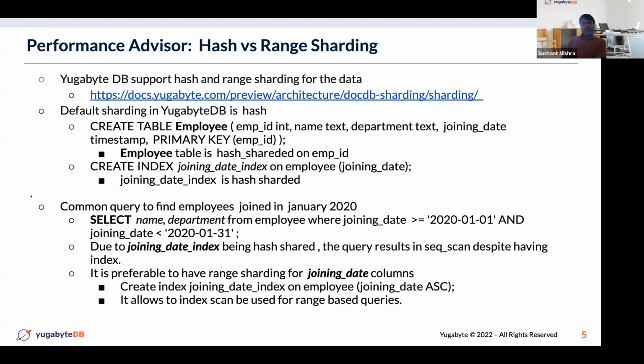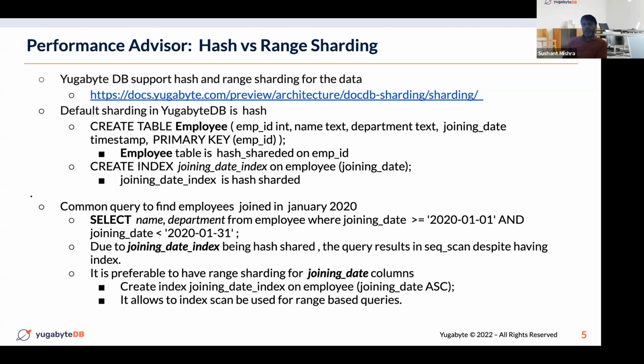So the next is hash versus range sharding. YugabyteDB supports both hash and range sharding, and I put up a link for this. It has a lot of interesting information about how hash and range sharding work in YugabyteDB and what the various pros and cons are. But in brief, with hash sharding, the data is distributed randomly across different shards, which we refer to as tablets in YugabyteDB. So it really helps you avoid any hot shard problems in the cluster.